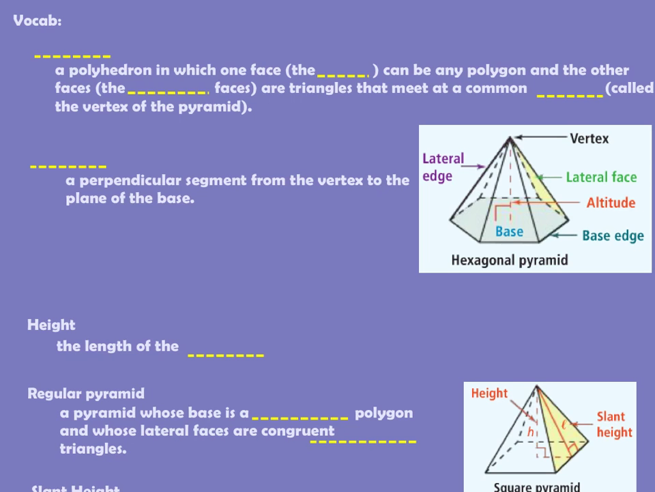So let's check out this vocab. First, we have a pyramid. A pyramid is a polyhedron in which one face, and this one face is specifically the base that we're talking about, can be any polygon, and the other faces we're talking about here are lateral faces, are triangles that meet at a common vertex. And this vertex is called the vertex of the pyramid.